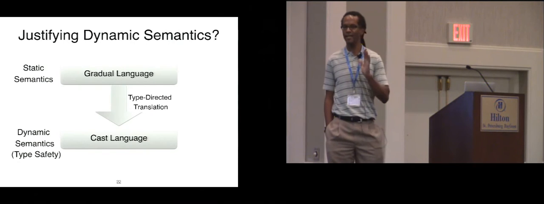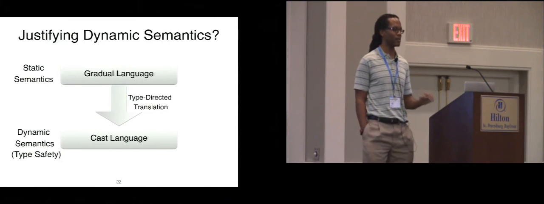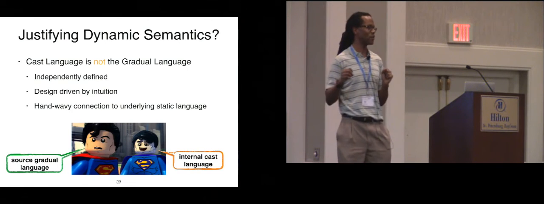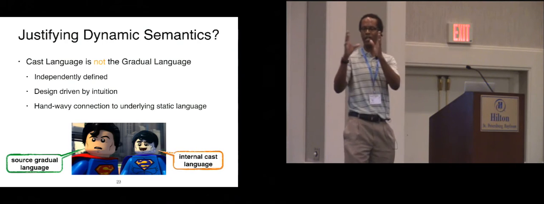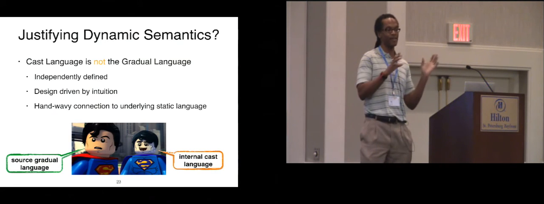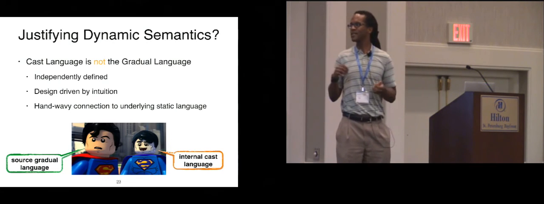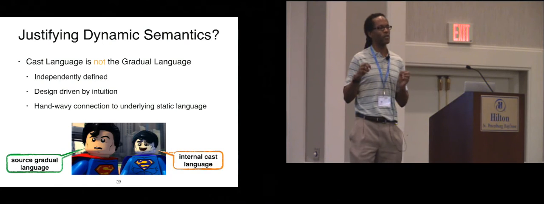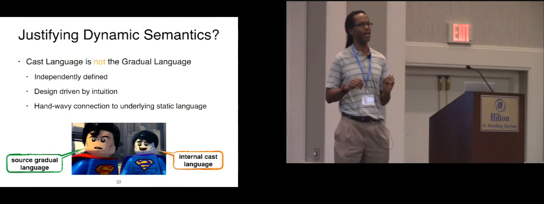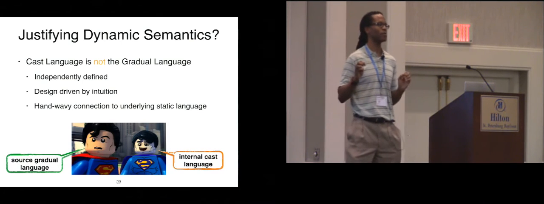Now, on the dynamic side, I said that we develop the dynamic semantics by translation from the gradual source language into a cast language that's instrumented. But this separation of concerns brings up concerns of its own. In particular, the cast language is only loosely related to the source gradual language, and also only loosely related to the original dynamic semantics and static semantics of the underlying static type discipline from which you're deriving it. So what results is a design where the dynamics are often driven by intuition, and while the dynamics of a fully statically typed program tend to match up exactly with the statically typed language underneath, once you start getting more dynamic, the connection between the two languages becomes much more hand-wavy and informal.